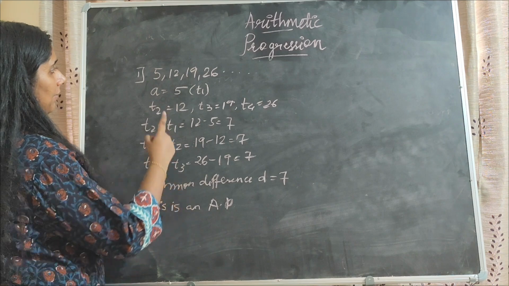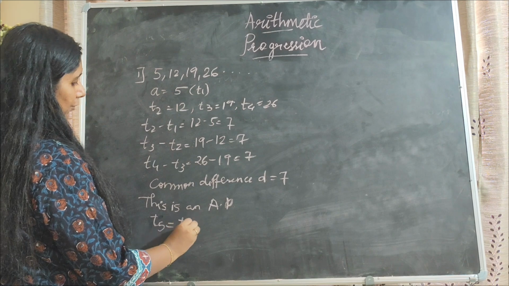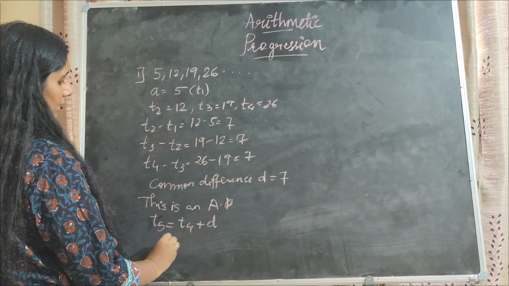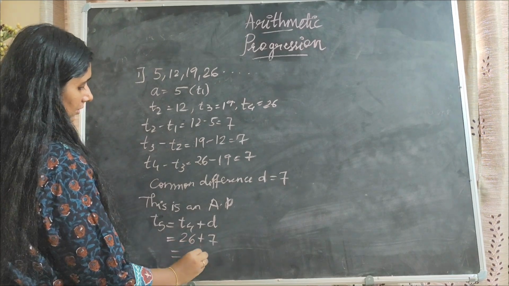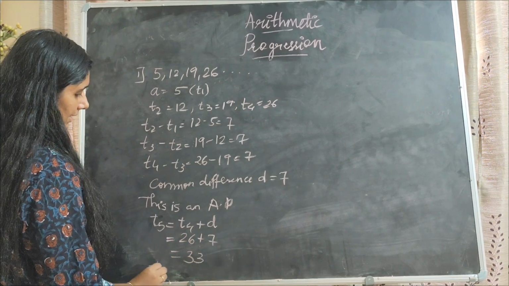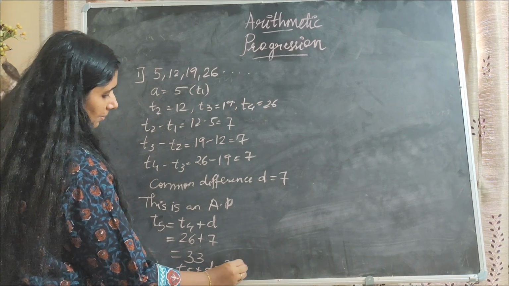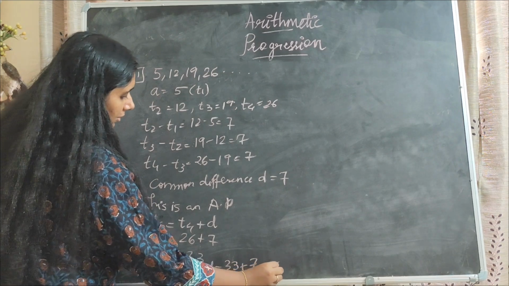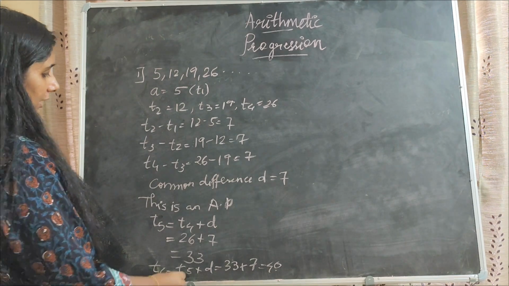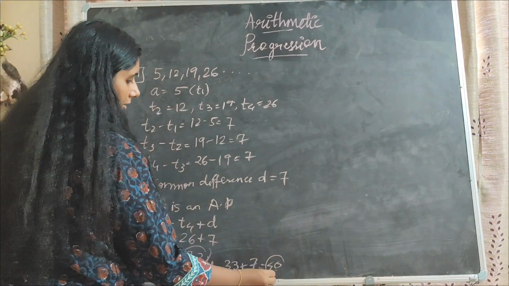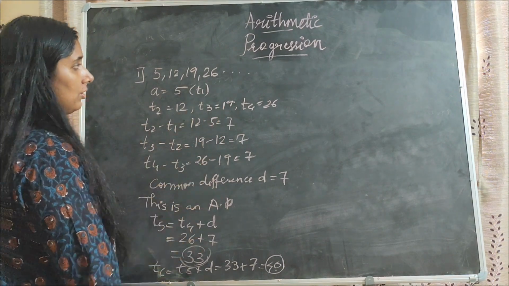So if this is an AP, what are the next two terms? Now T5 will be T4 plus D. That will be 26 plus 7, 33. T6 will be T5 plus D. That will be 33 plus 7, which is 40. So 33 and 40 are the two terms following this sequence. Next question.